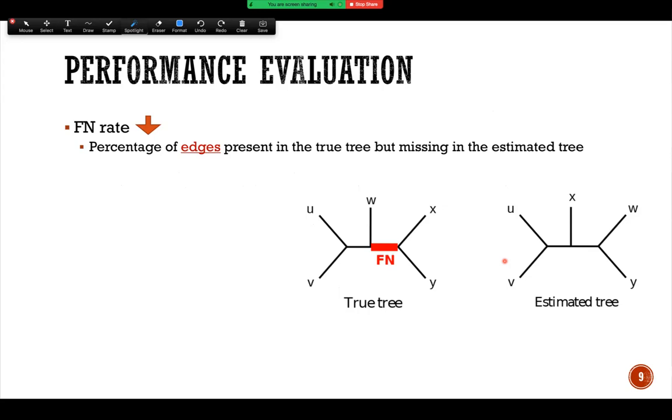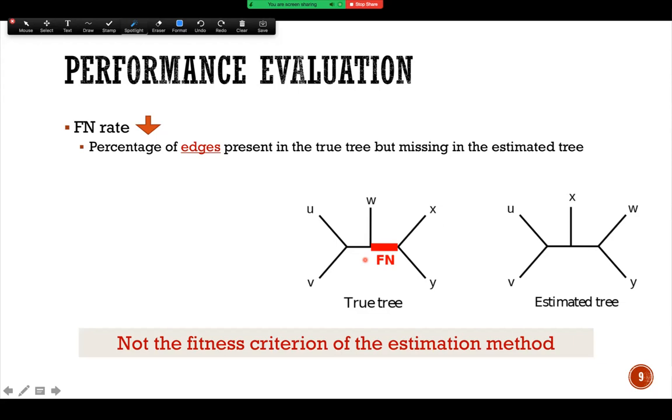To evaluate the performance of a species tree estimation method, we need to compare its output tree with the true species tree. There are several possibilities. One of them is FN rate, which means false negative rate, which expresses the percentage of edges present in the true tree but missing in the estimated tree. In this figure, the red edge is a false negative edge. But we need to keep in mind that this measure is not the fitness criterion of the estimation method.